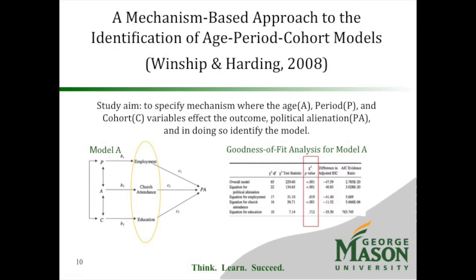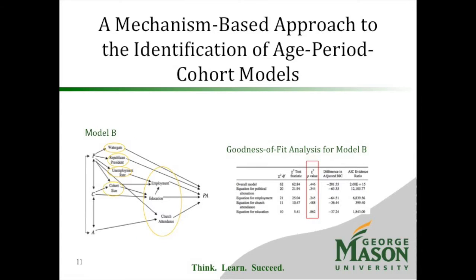However, when the goodness of fit analysis was done for Model A, the overall model fails the test, along with the subcomponents except for education. It fails both the chi-square and the AIC test, meaning that the model needs more variables to show the effect of period, age, and cohort on political alienation. By adding more variables, identification of causal effects can be estimated.